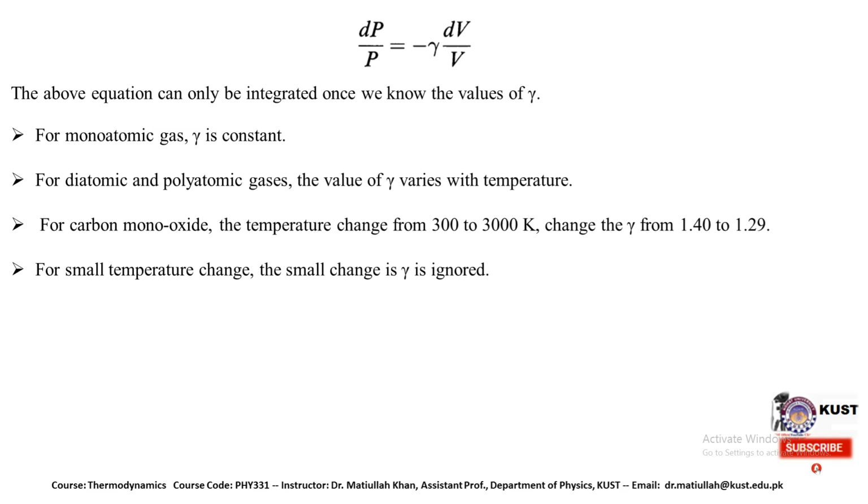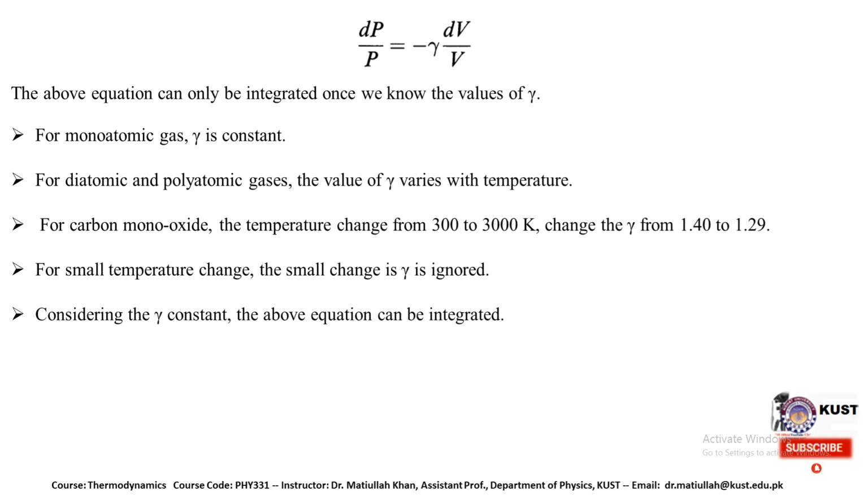But when we perform an adiabatic process, there is no huge difference of temperature. In this example, there is a huge difference of temperature, 300 to 3000 K, but for a normal adiabatic process, there is no such huge difference. That is why the changes that occur in the value of gamma are often ignored. So for small temperature change, the change in the value of gamma is ignored.